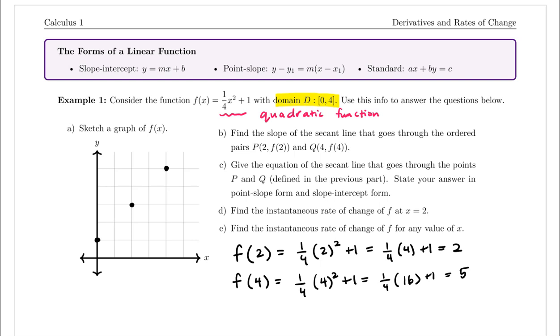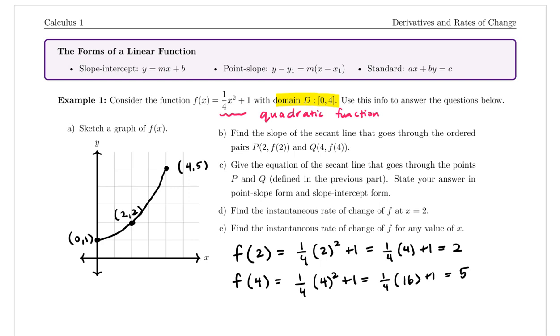I realized I drew that ordered pair too high. My apologies. So (2, 2) is here. And it's going to form basically half of a parabola that's going to stop at (4, 5). So let's see. This is (4, 5), and then this here is (2, 2), and our y-intercept is (0, 1). So that's it for part A.